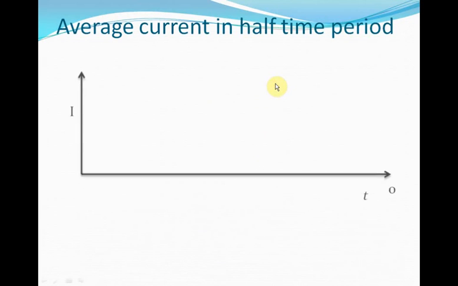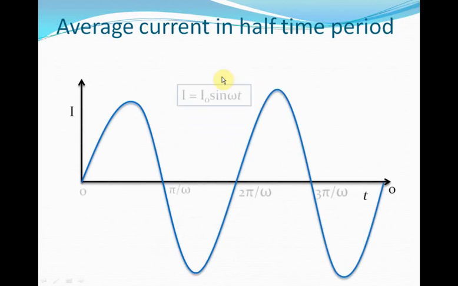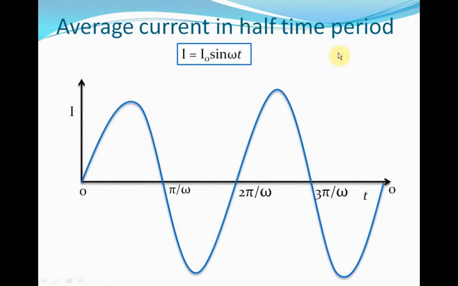That helps us determine the average magnitude of the current. Again, to calculate the average current in half time period, we use the formula integral 0 to half of time period f of t dt divided by integral 0 to half time period dt. So we'll say that the average current in half a time period, that is from 0 to pi by omega, is integral 0 to pi by omega I naught sin omega t dt divided by integral 0 to pi by omega dt. When we simplify this expression, we get the value of the average current in half a time period as 2 I naught by pi.